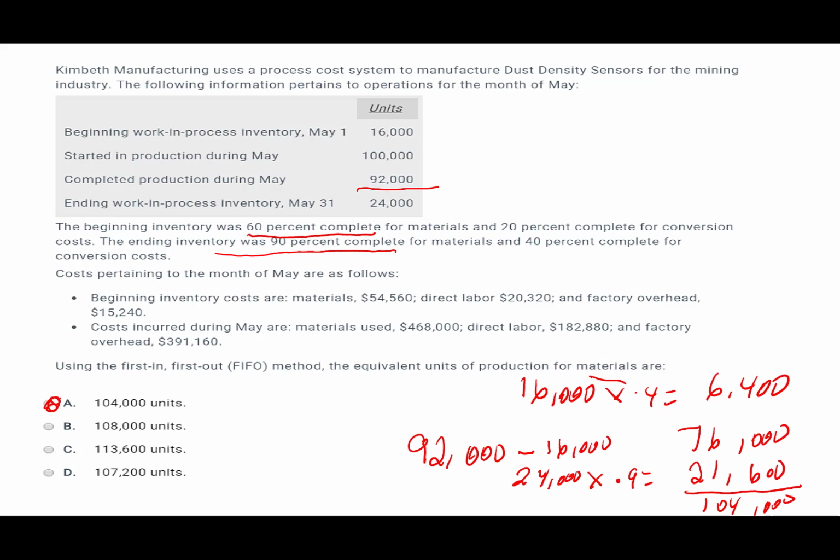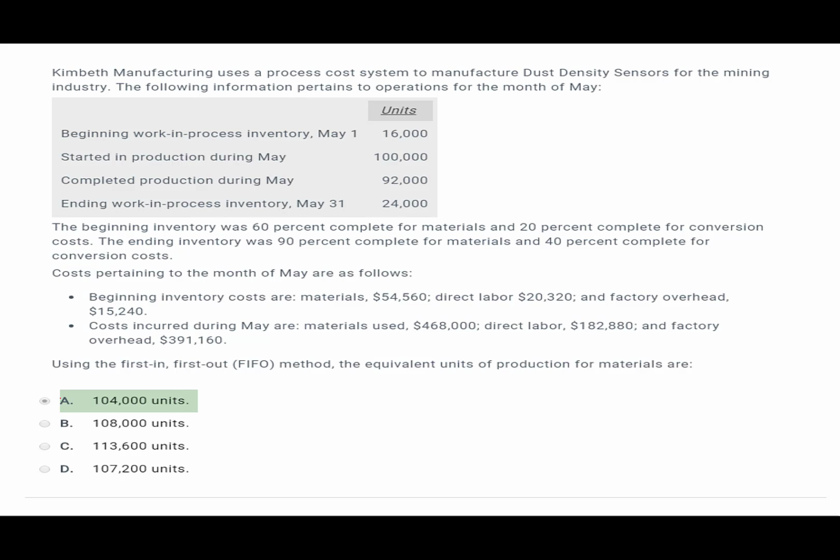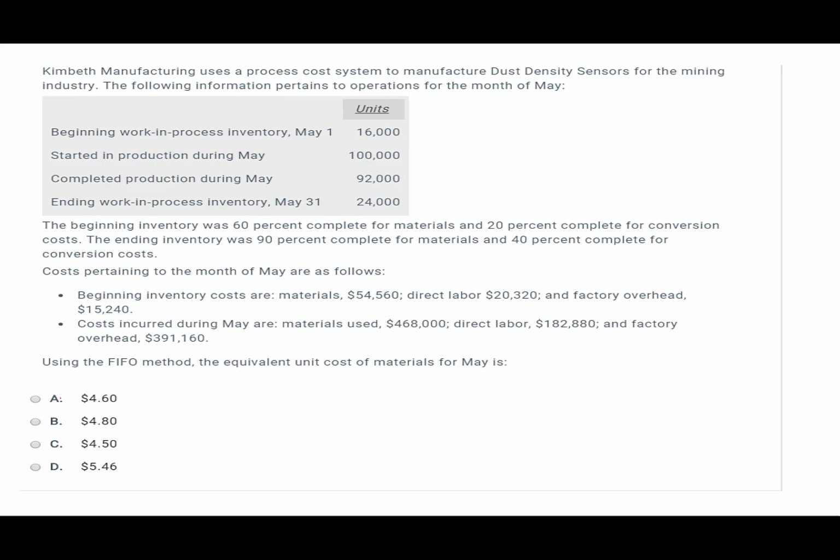Question? Okay, good. Now when you look at this question, same fact pattern, but now they want us to calculate the cost per equivalent unit. They want us to calculate the cost per equivalent unit for material. What number do you want me to pick up here?